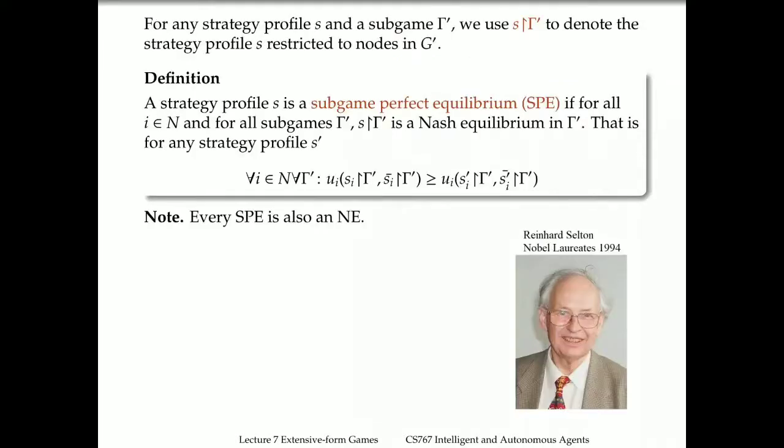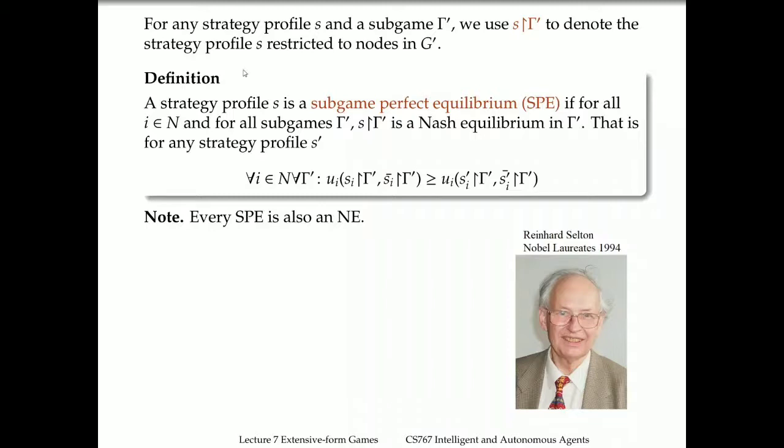And then we can define this notion of subgame perfect equilibrium, which was proposed by the famous economist Selten, who won a Nobel Prize in the 90s. For any strategy profile S and a subgame, we use this notation, S with a hook, together with that subgame, to denote the restriction of the strategy to that subgame only. This basically means that the players follow exactly the same strategy as S, but only on that subgame. So we use this to denote the strategy profile restricted to nodes in that subgame.